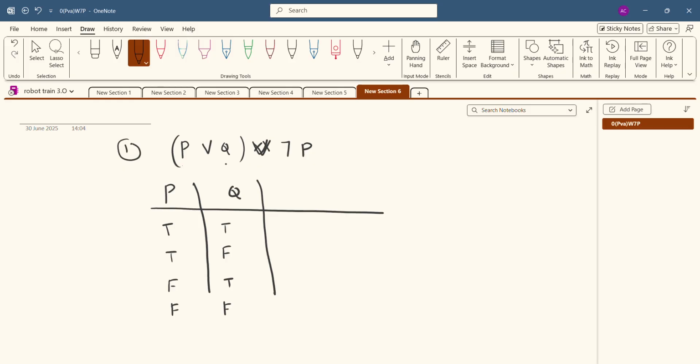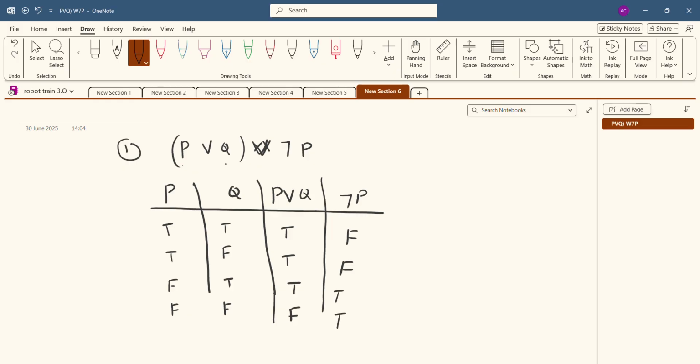First we talk about P disjunction Q. The truth value of P disjunction Q is: if any one of the propositional variables is true, then the disjunction of P and Q is true, otherwise false. Next we talk about negation P. We already know that if P is true, negation P is false. If P is false, negation P is true.